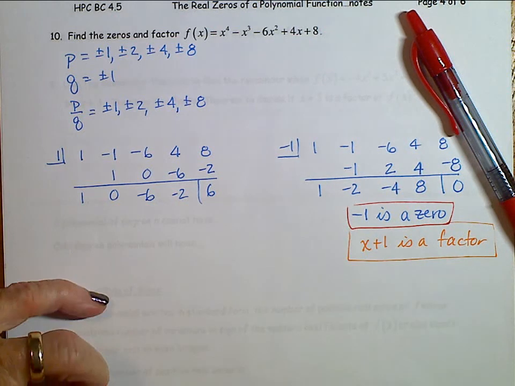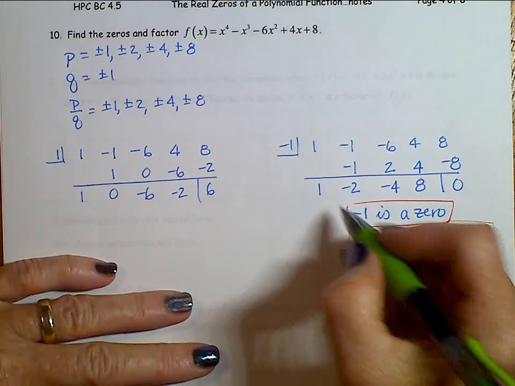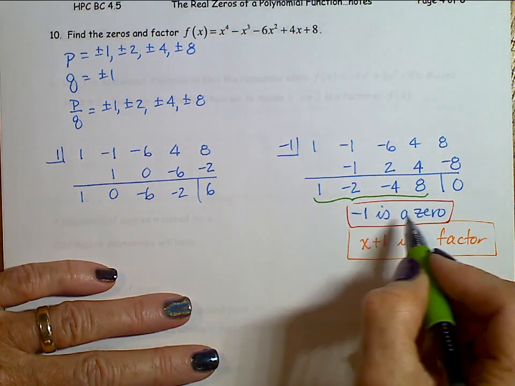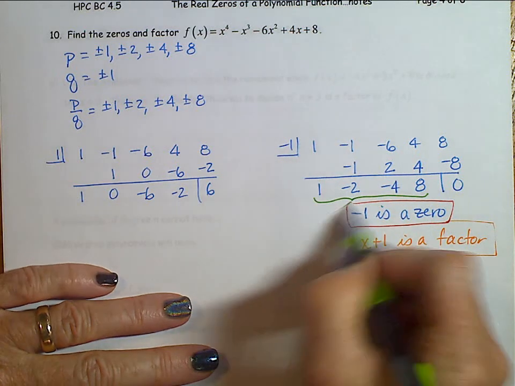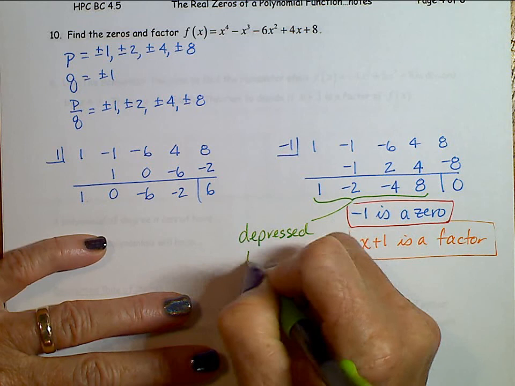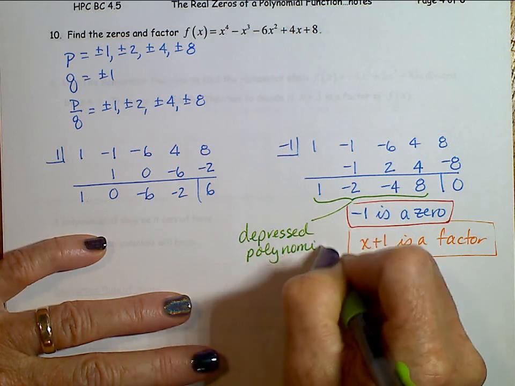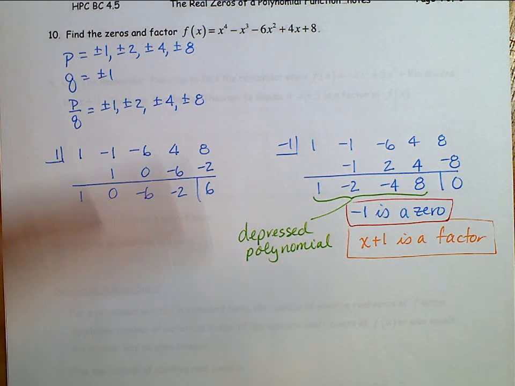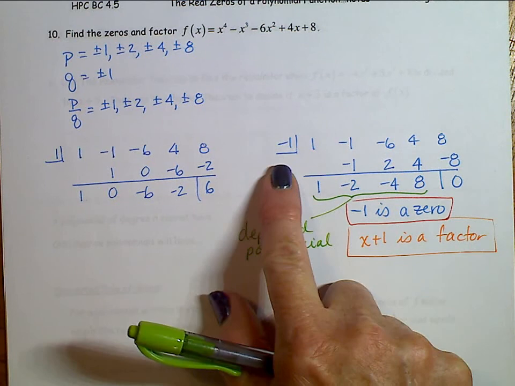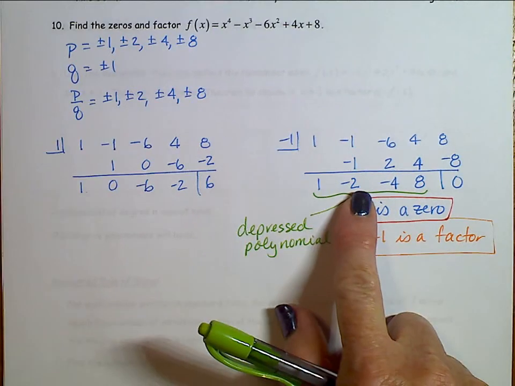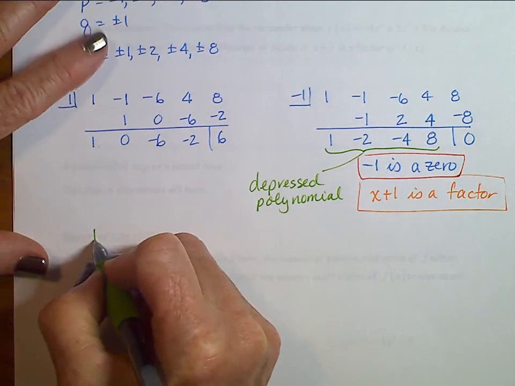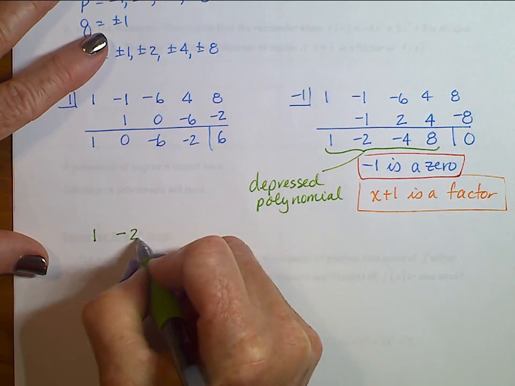Okay, now, a couple other things. This part right in here, these coefficients that are left after you have divided out one of the zeros, these coefficients are called the depressed polynomial. It's not sad, it's just smaller. We've divided out something. So once we get a 0, then we work with the depressed polynomial, and we keep going from that depressed polynomial. So now I'm going to start again with the depressed polynomial, 1, negative 2, negative 4, and 8.